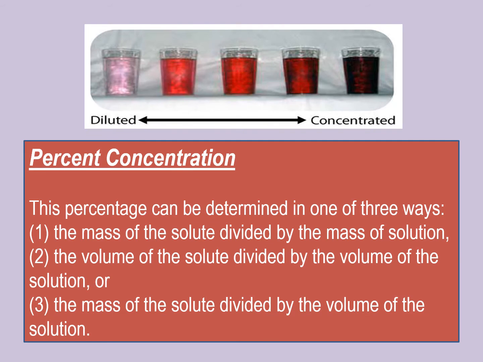Now, let's talk about percent concentration. This percentage can be determined in one of three ways. First, the mass of the solute divided by the mass of the solution. Second, the volume of the solute divided by the volume of the solution. Or third, the mass of the solute divided by the volume of the solution.